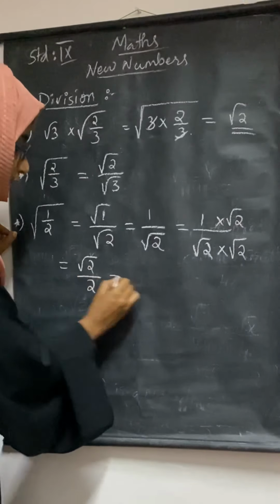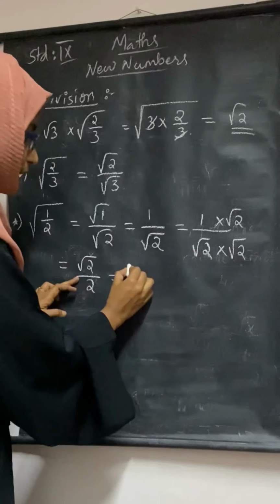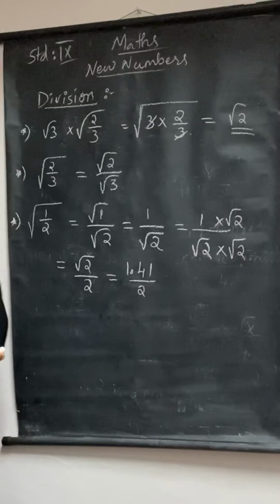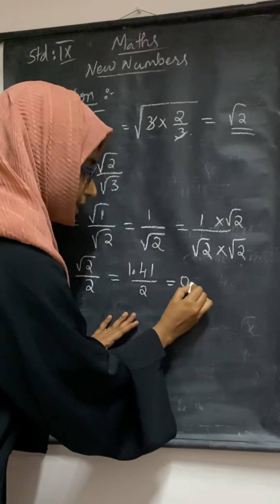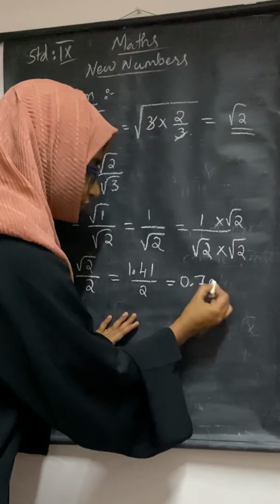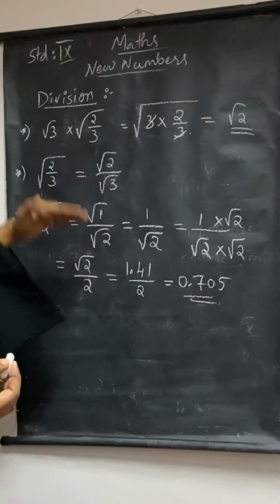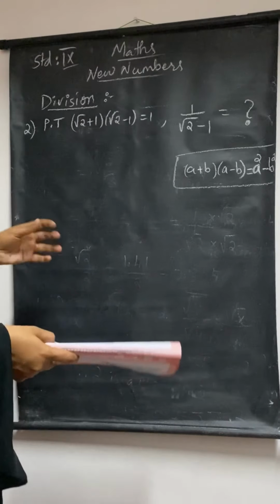So now here you can substitute. Denominator square root gone, no? So square root 2 value is what? 1.41 by 2. This you can divide, and you will get the answer as 0.70705 something. So this is the answer. So like this you have to do the divisions. So now we'll do some problems based on this division.